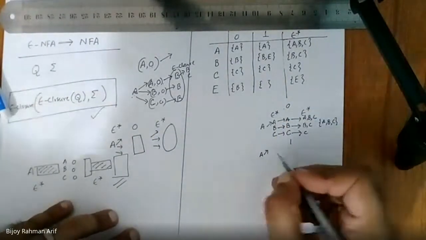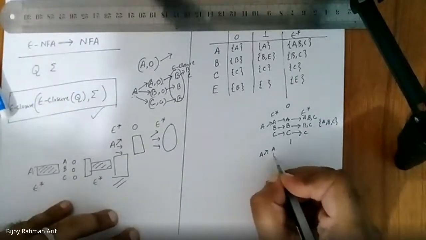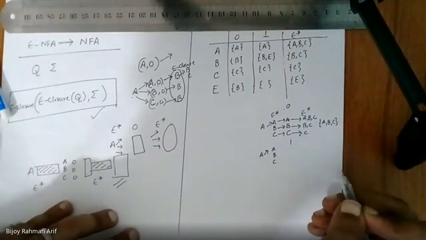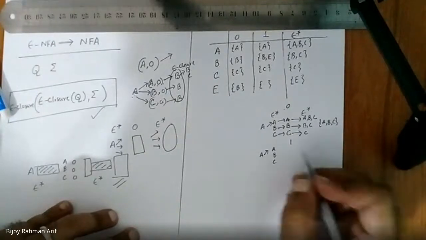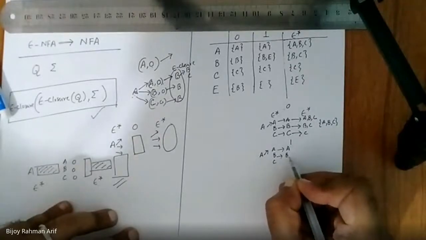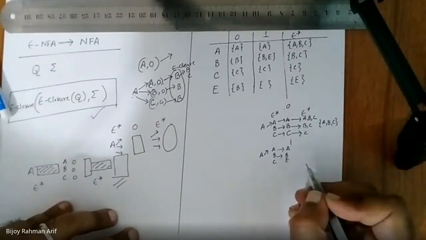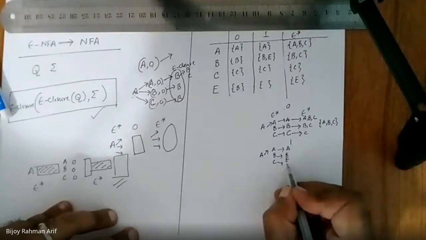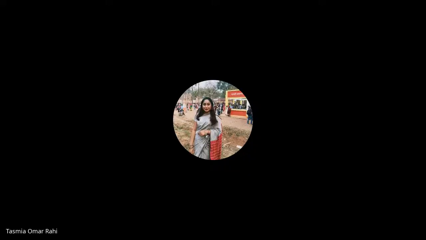What is the epsilon closure? A, B, C. Now A on 1, where does it go? A. B on 1, where does it go? B and E. C on 1, where does it go? C.